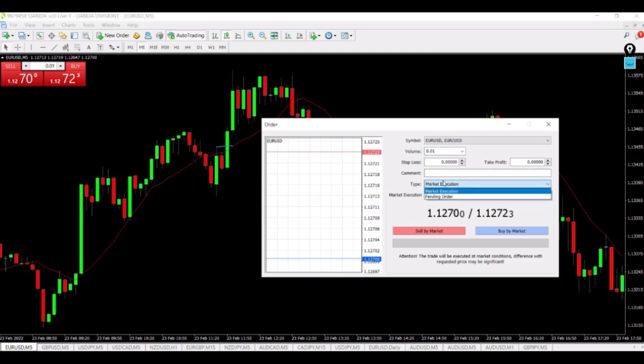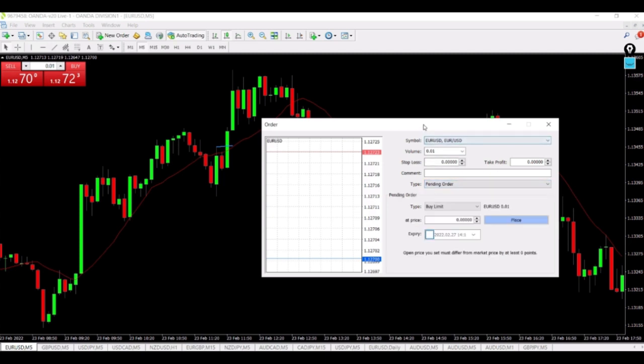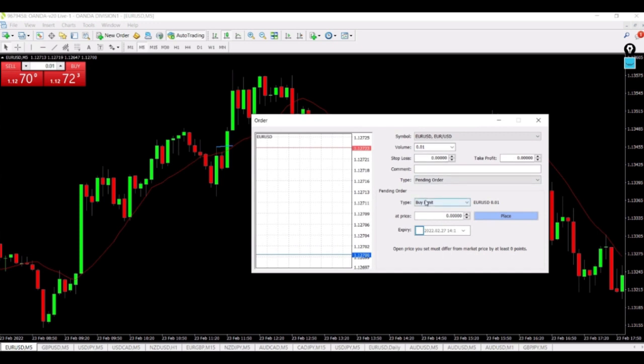But let's say you want to get in another way, and usually this is how I get in if I'm trading futures: I get in with a buy stop. Right here we have buy limit, and I'm going to tell you what a buy limit is, and we have buy stop. Buy stop is basically a pending order. So what you're going to do is put in the price. A lot of times you just click on the price and it will show up.